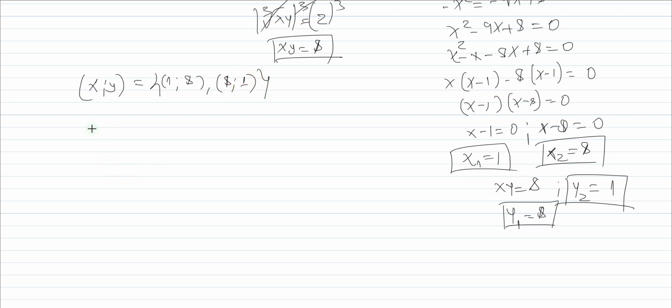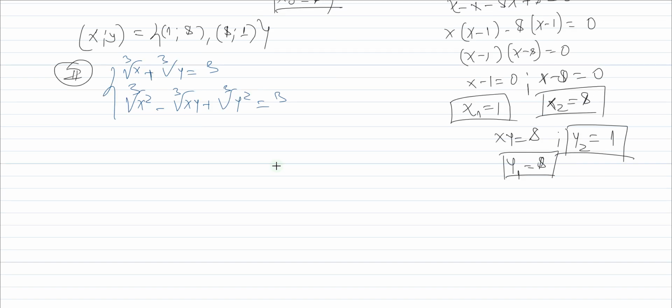Okay, so the second method is the substitution method we're going to use. Let's say we have that the cubic root of x plus the cubic root of y is equal to 3, and the cubic root of x squared minus the cubic root of xy plus the cubic root of y squared is equal to 3 as well. So now we have to make a substitution.